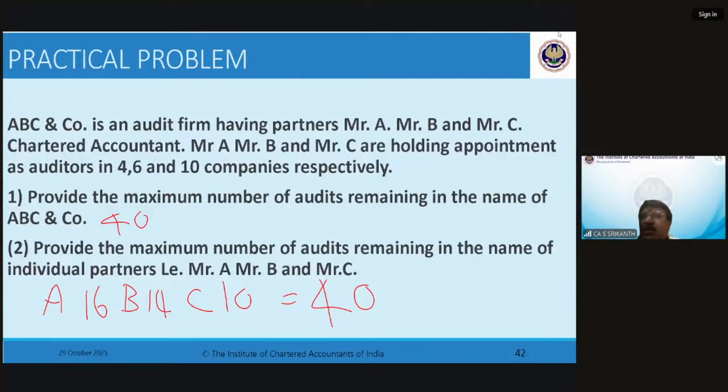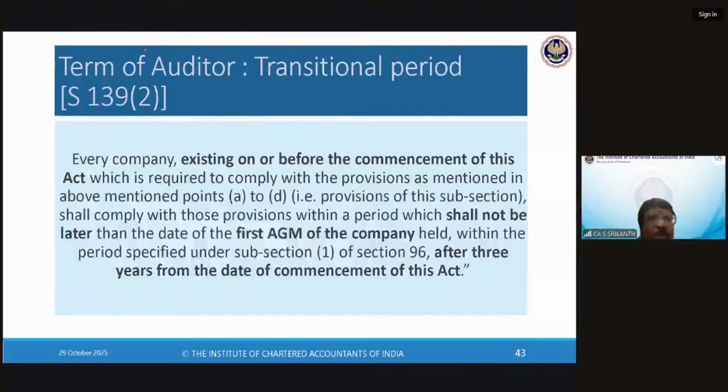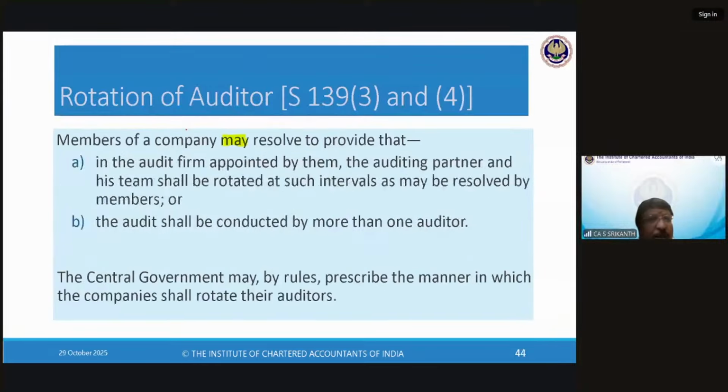Beautiful, sir. All of you got it. I'm so happy. Now, we have come to a nice point to stop. We have seen the transition period also. And the members can also resolve to provide that the audit firm appointed by them, the auditing partner and his team, shall be rotated. The partner himself can be rotated. They can say only one partner should not audit. That's up to the members to decide. It's not compulsory. If they want, they can.